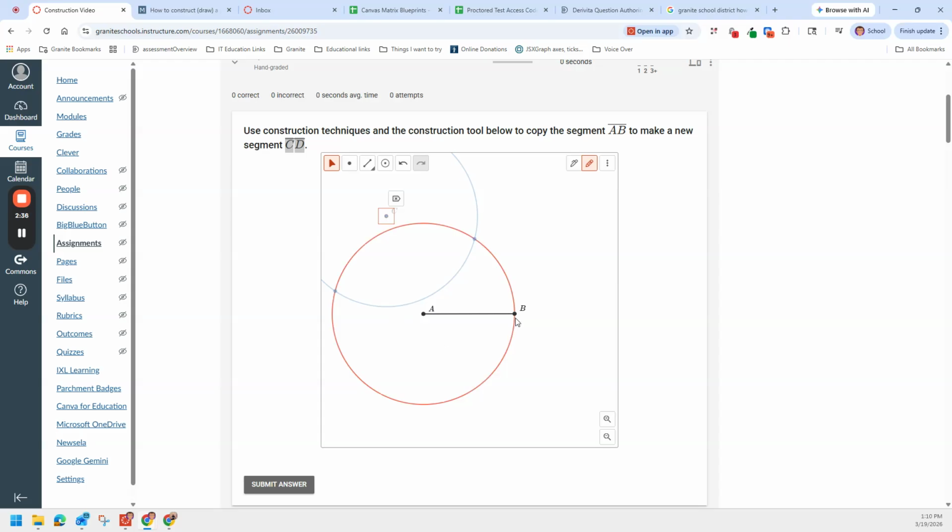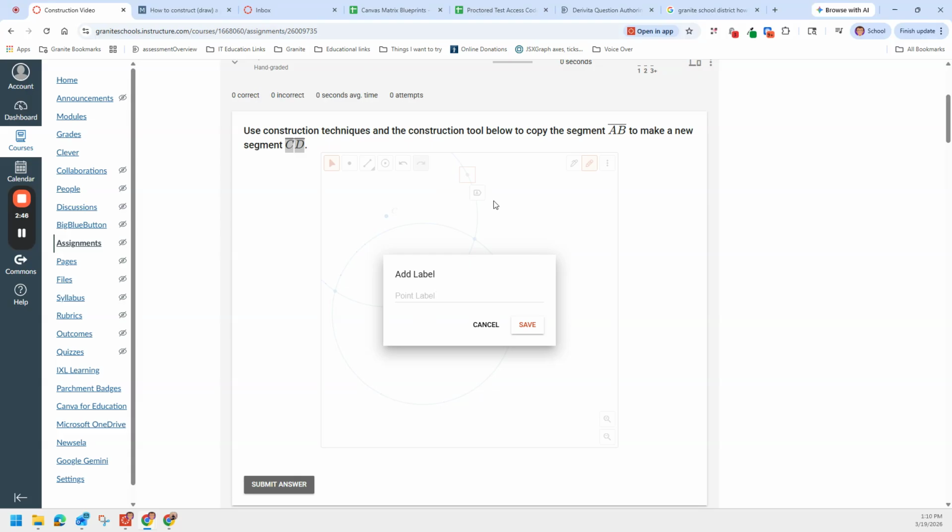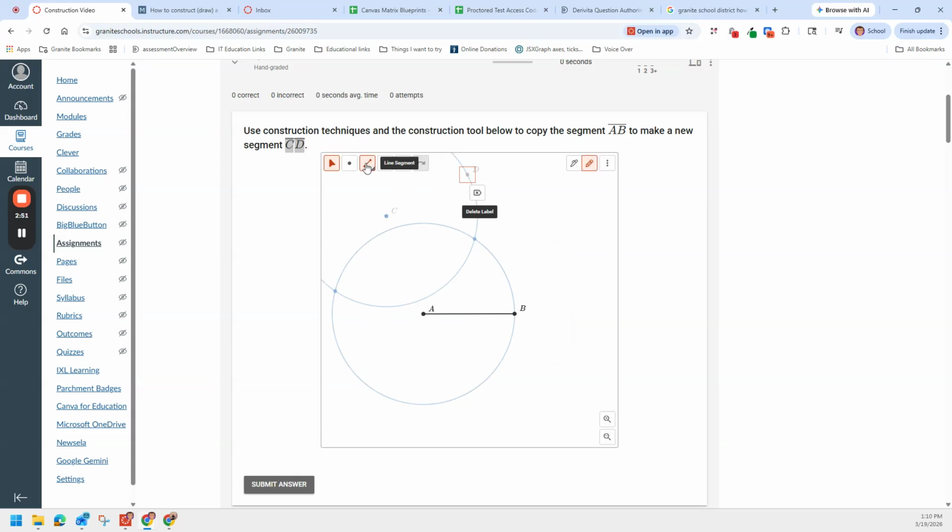Now I just need to make that same length. Since this is the same circle, anywhere along this circle, I can go ahead and put another point. This one's going to be point D. I'm going to go ahead and switch from my pencil, which is light, to my pen that is dark. And now I can connect C to D, and there, I have created a line that is the exact same length. I have copied the segment.